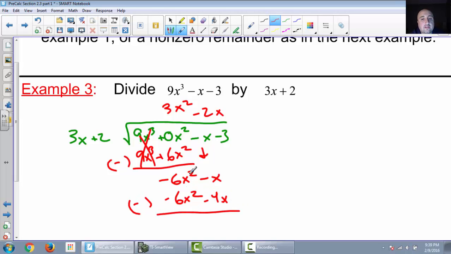I'm going to subtract. The first terms will always cancel as long as you did it correctly. So this is negative 1x minus a minus, so this is plus. Negative 1 plus 4 is 3x. Bring down the last number.